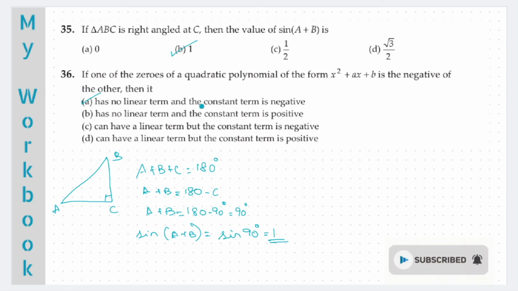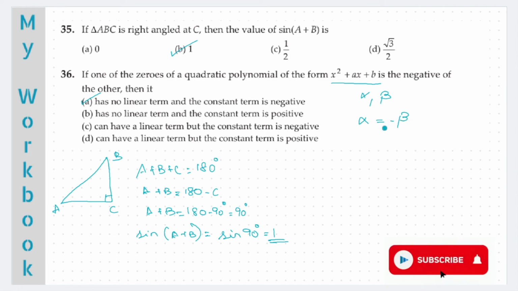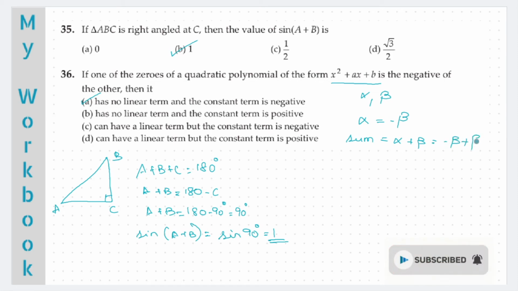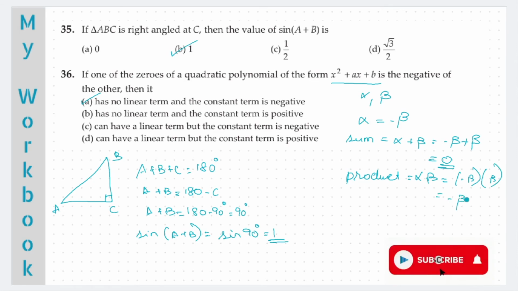In 36th question, for this quadratic polynomial, one zero is the negative of the other. So let the two roots be alpha and beta. It is given that alpha is minus beta. So what will be the sum of the roots? It will be alpha plus beta, which can be written as minus beta plus beta. So sum will be 0. And what will be the product? Alpha beta will be minus beta into beta, so it will be minus beta square.